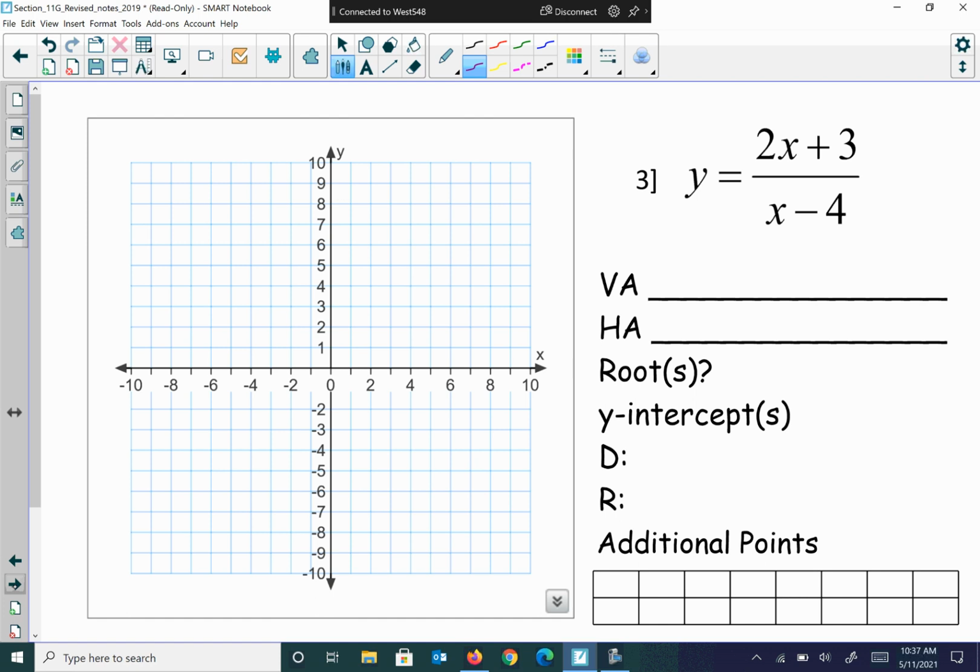All right, so next problem. Vertical asymptote is where the denominator is equal to 0, so x equals 4.